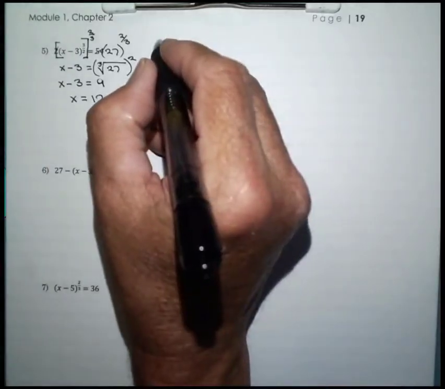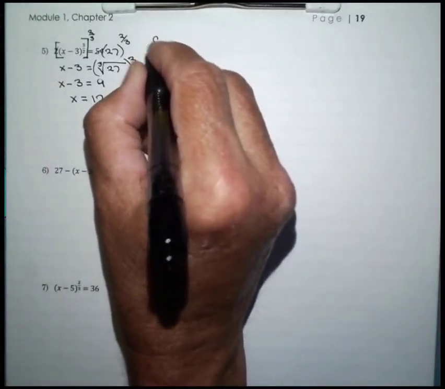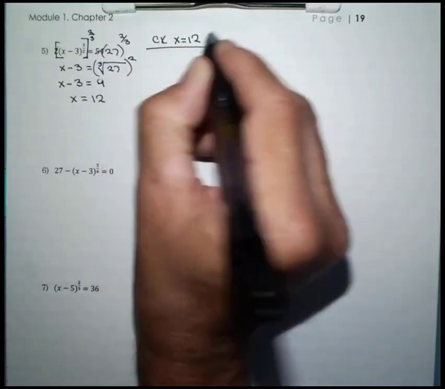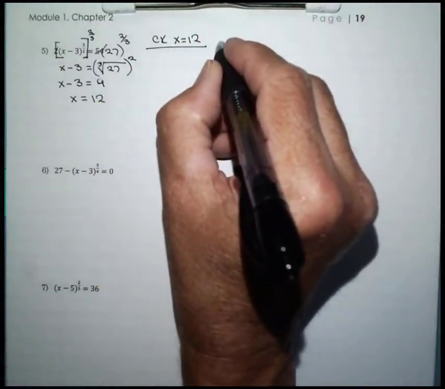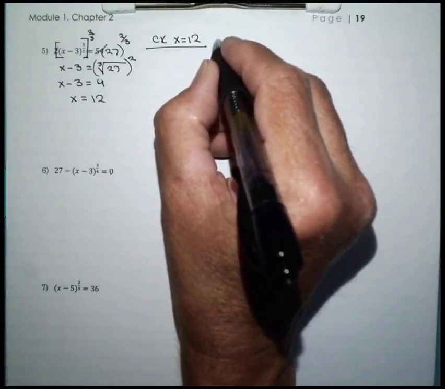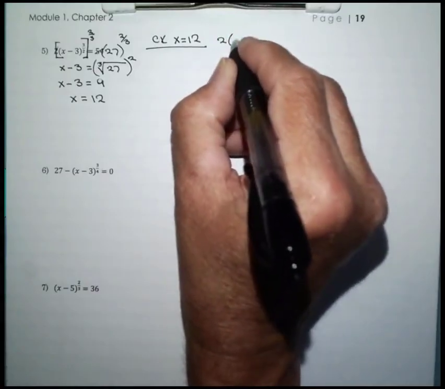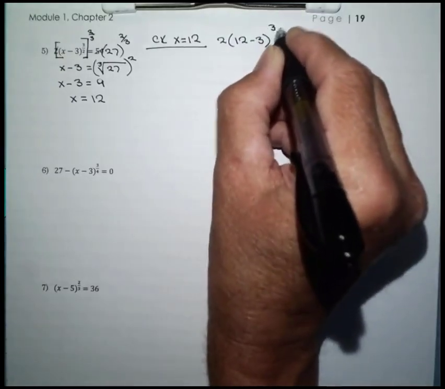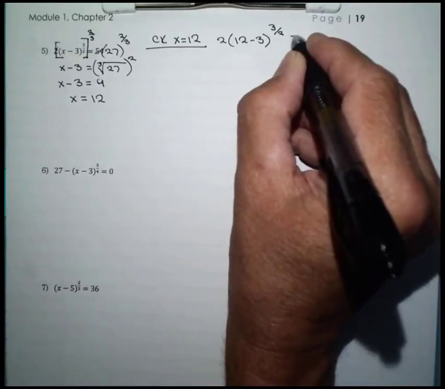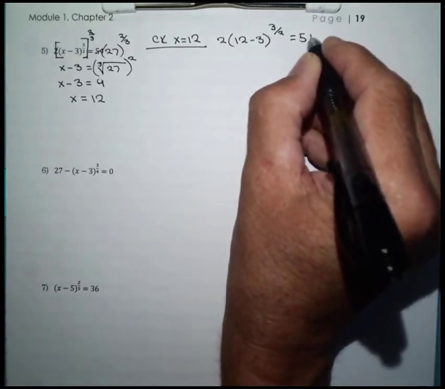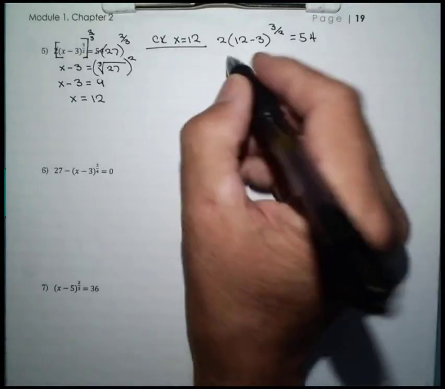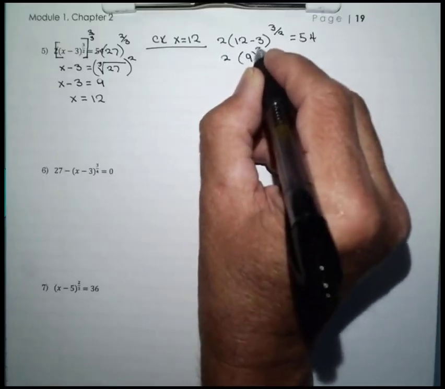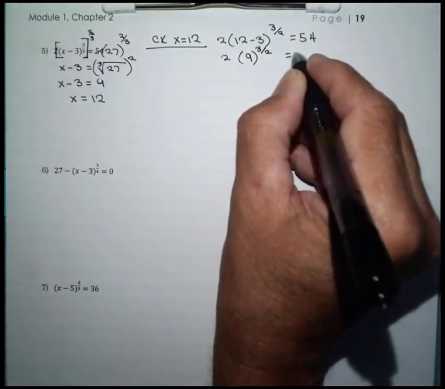And that's a solution that I can come over here and check. I'm going to check the solution x is equal to 12 right here. So I'm going to just plug it in. I have 2 times 12 minus 3 raised to the power of 3/2, and then that's going to equal 54. All right, 12 minus 3 is 9. So what I have is 2 times 9 raised to the power of 3/2 equal 54.